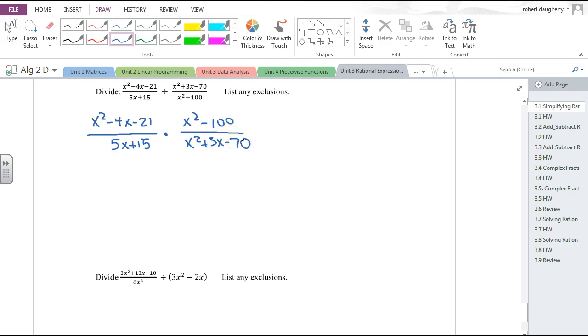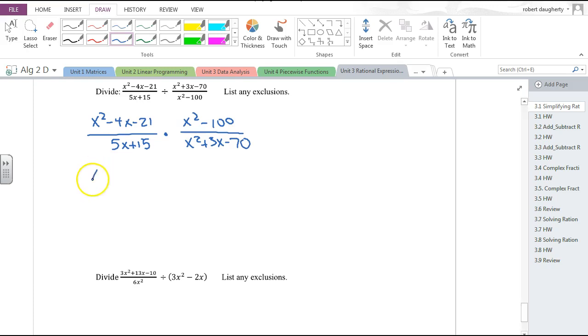Everyone agree with that? Now I've got a multiplication problem. So the division problems are really not much more difficult than multiplication, because the first thing you do is change it to multiplication. And now we're going to do the same things we did before. To find the exclusions, I need to get everything in fully what form? Fully factored, okay? So looking at the numerator here, what numbers multiply to negative 21 and add to negative 4? That's a what? 7 and minus 3, right?